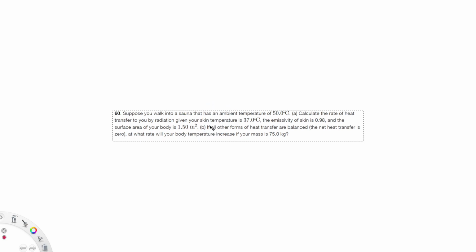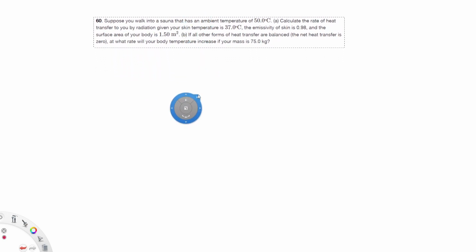So here's one from the book. Let's say you're on vacation and you're in a sauna. Now, a sauna is not a place that we typically think of as very bright. It's hot, yes, but there's not a lot of light in the visible spectrum. But everything that has a temperature has a color and is transferring heat via radiation.